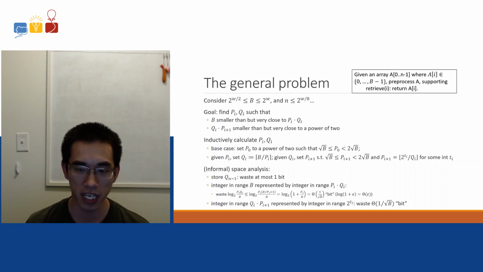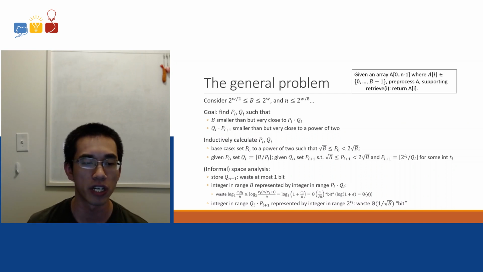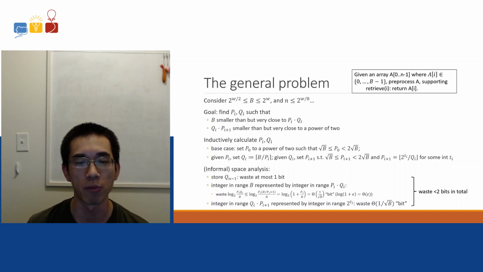Similarly, there's also a part where we lose space when we store an integer in the range of qi times pi plus 1 by an integer in the range of 2 to the ti. By a similar calculation, we can show that each time we do this, we waste roughly 1 over the square root of b bits. In total, this is going to happen n times, so the total space loss for the second part is at most n over the square root of b. But according to the setting of our parameters, this is going to be smaller than 1 bit. So in total, we are going to waste at most 2 bits.